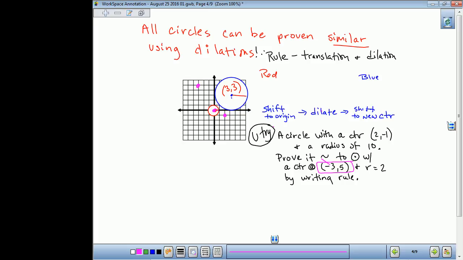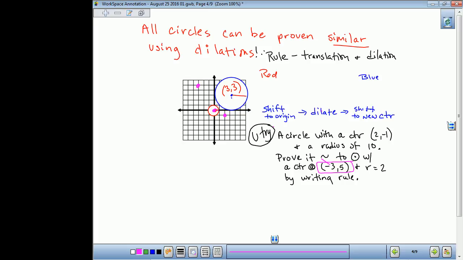If I were to reflect a circle about its center, would it appear different? No. So we really don't need the rotation or the reflection. What we can use, though, is we can move the circle around, translation, and we can blow it up, or we can shrink it. We can reduce, expand, or shrink. What do we call that? Dilated. So all circles can be proven similar using dilations.